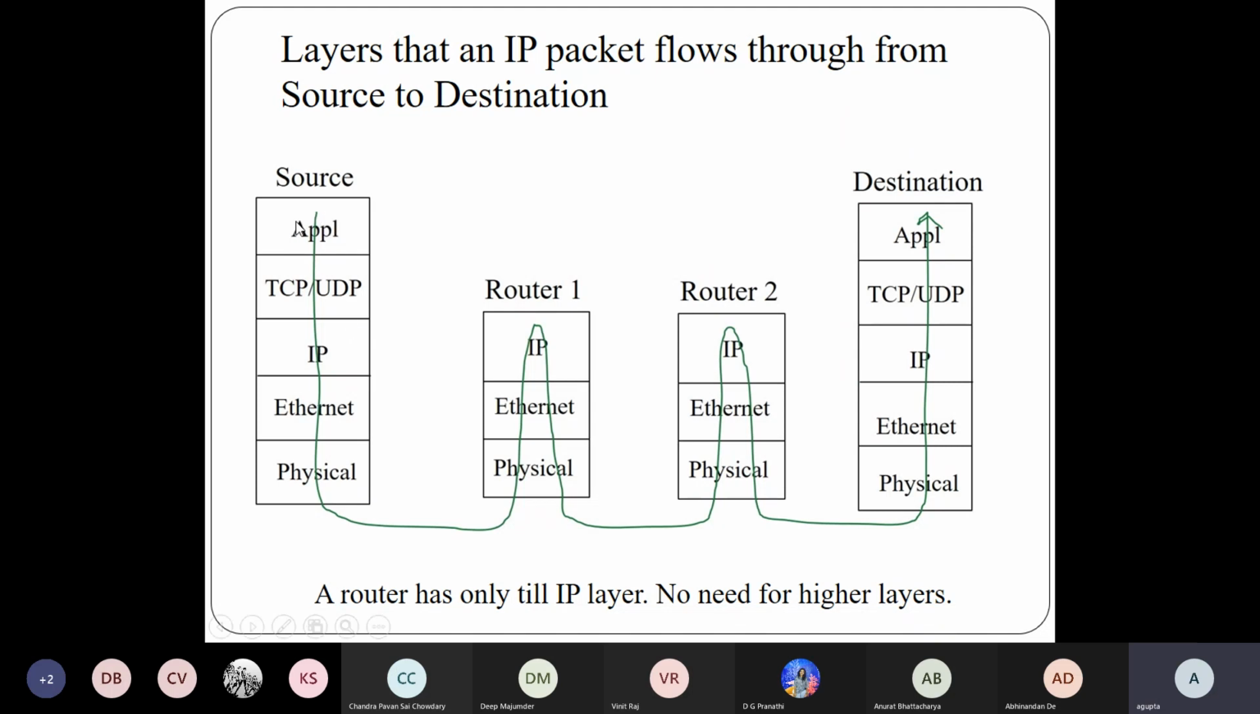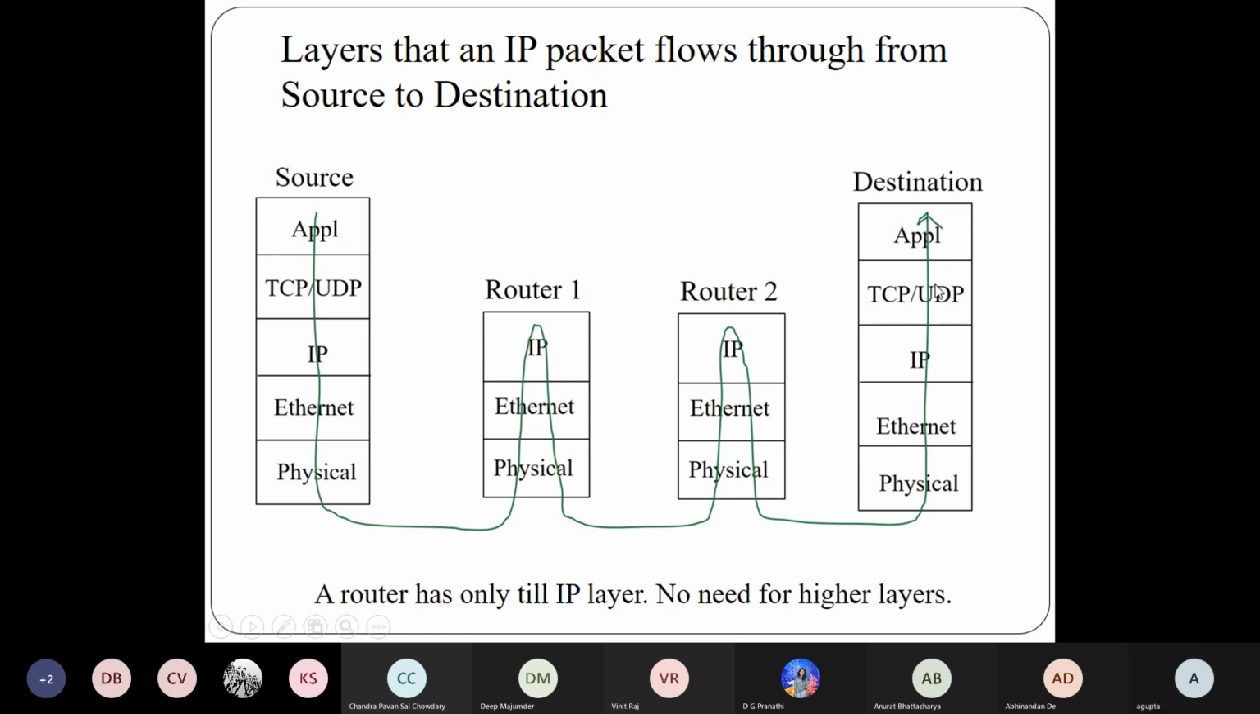The source generates it at the application layer. Then it goes to TCP or UDP. TCP puts its own header, IP puts its own header, Ethernet puts its own header, and it goes out to physical. It'll go through one or more routers. These routers have only up to the IP layer, because routers don't generate or consume data. Therefore, they have only up to the IP layer implementation. There is no need for any higher layers. Then they send it further, and it finally reaches the destination machine.